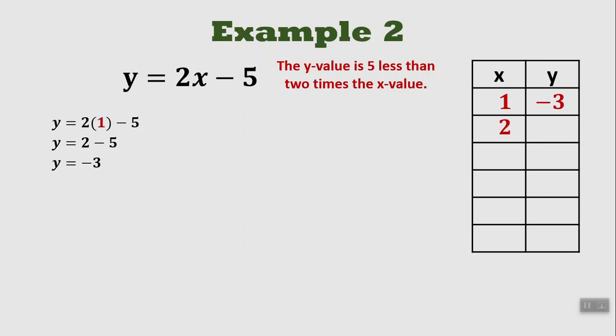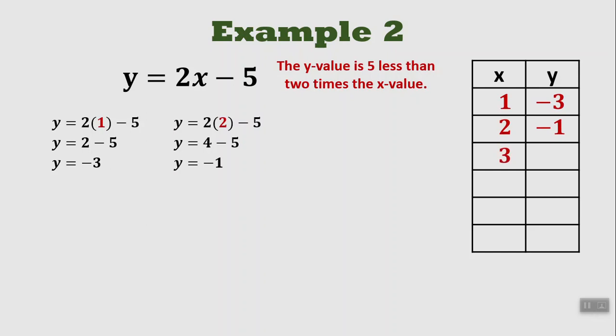What if I chose 2? Well, I can plug it in the spot in the equation for x. So I would say y equals 2 times 2 minus 5, plugging in 2 for x, and then simplifying and coming up with y equals negative 1. So I can put the negative 1 in my table as well.